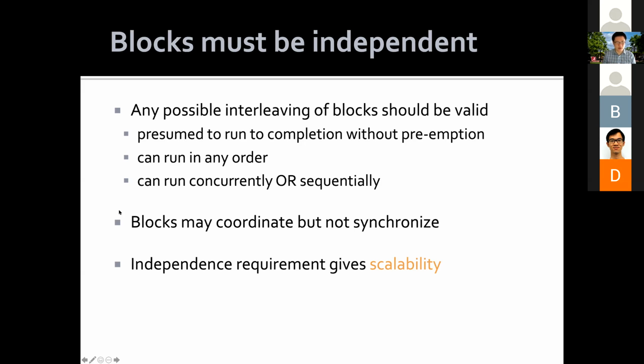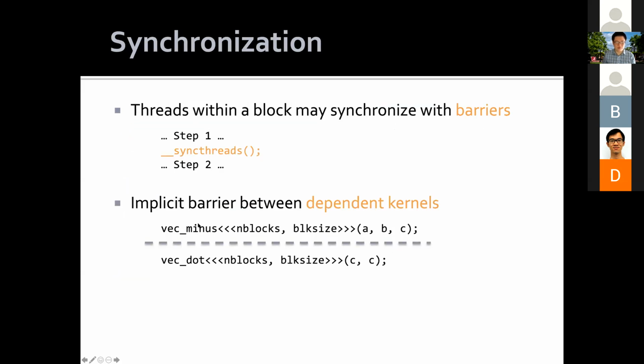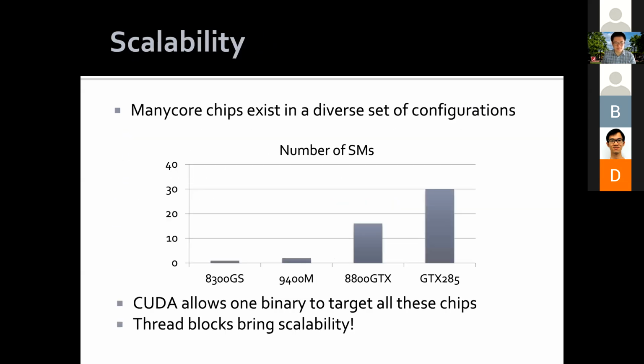And if you want to synchronize blocks, please partition your kernel into two halves, right? For example, if you want to synchronize the first part of the minus and the second part of the dot, you just put the two parts into two separate kernels, right? For example, you can calculate a minus b equals c, right? After that, you just want to do some dot c times c, right? You just put them into two kernels.